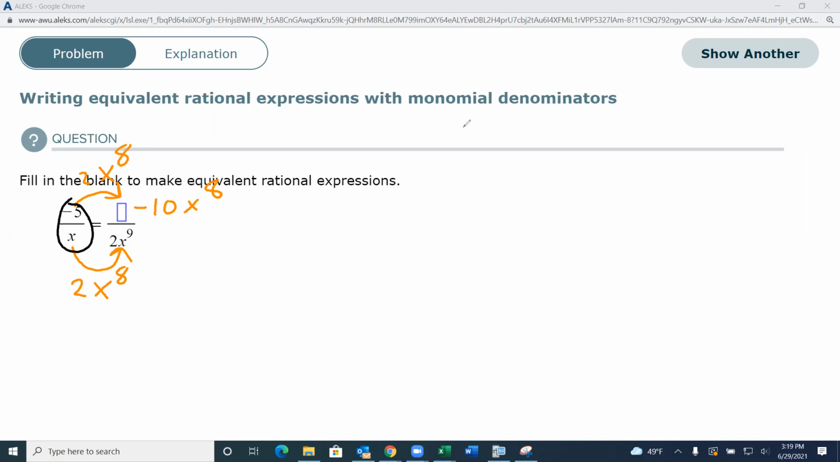The original fraction and this resulting fraction should be equivalent. So again, plug them into the calculator, y1, y2, and see if they match up. If they don't, make sure you typed it correctly. But yes, they should match up.